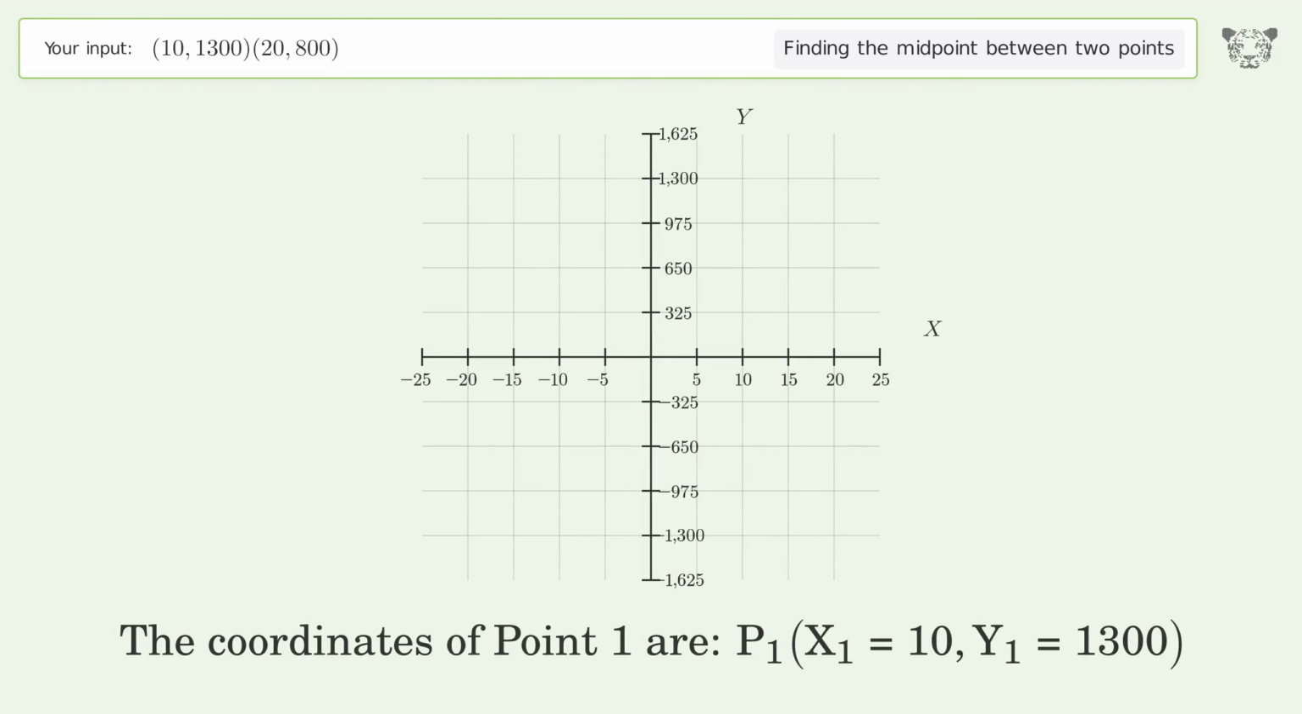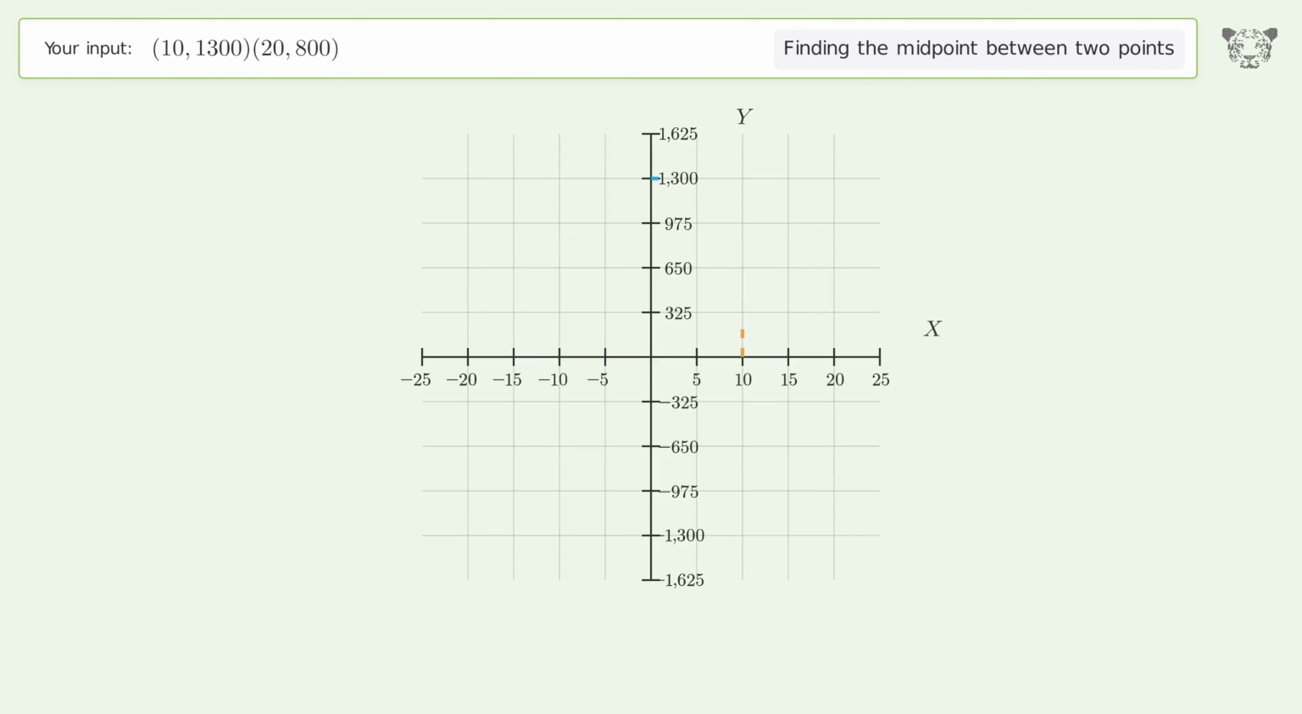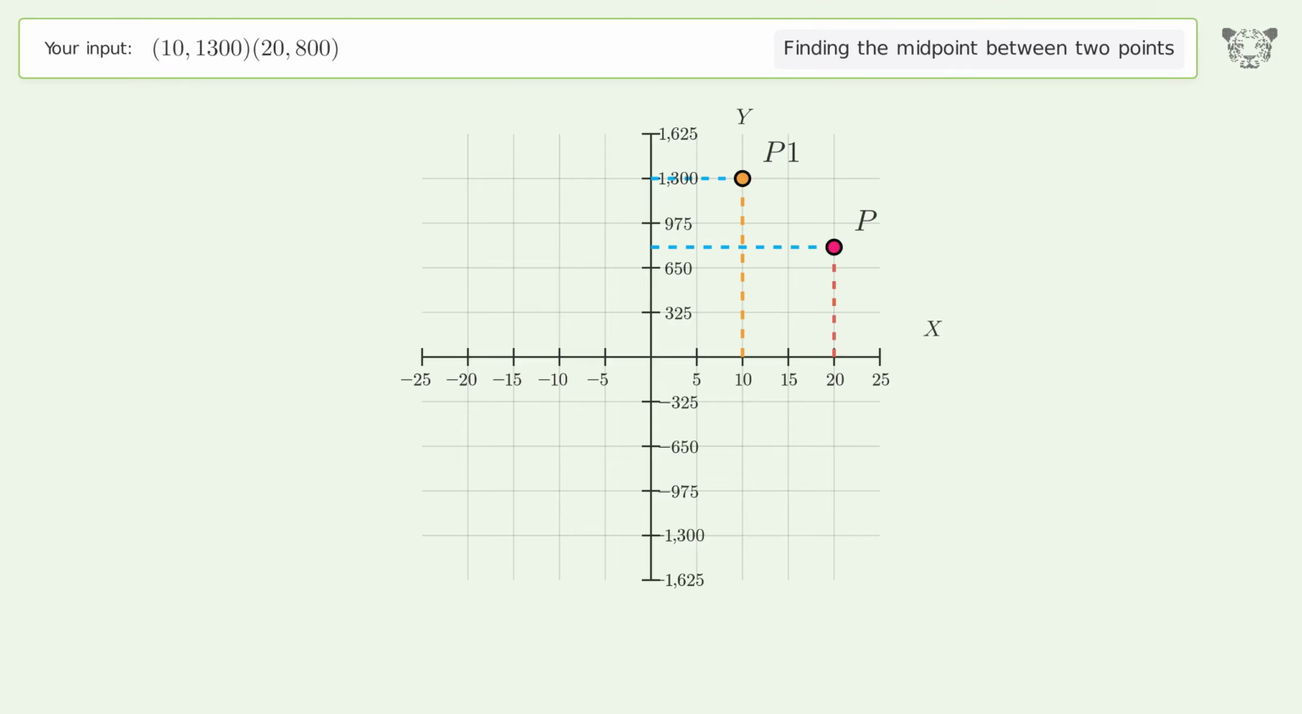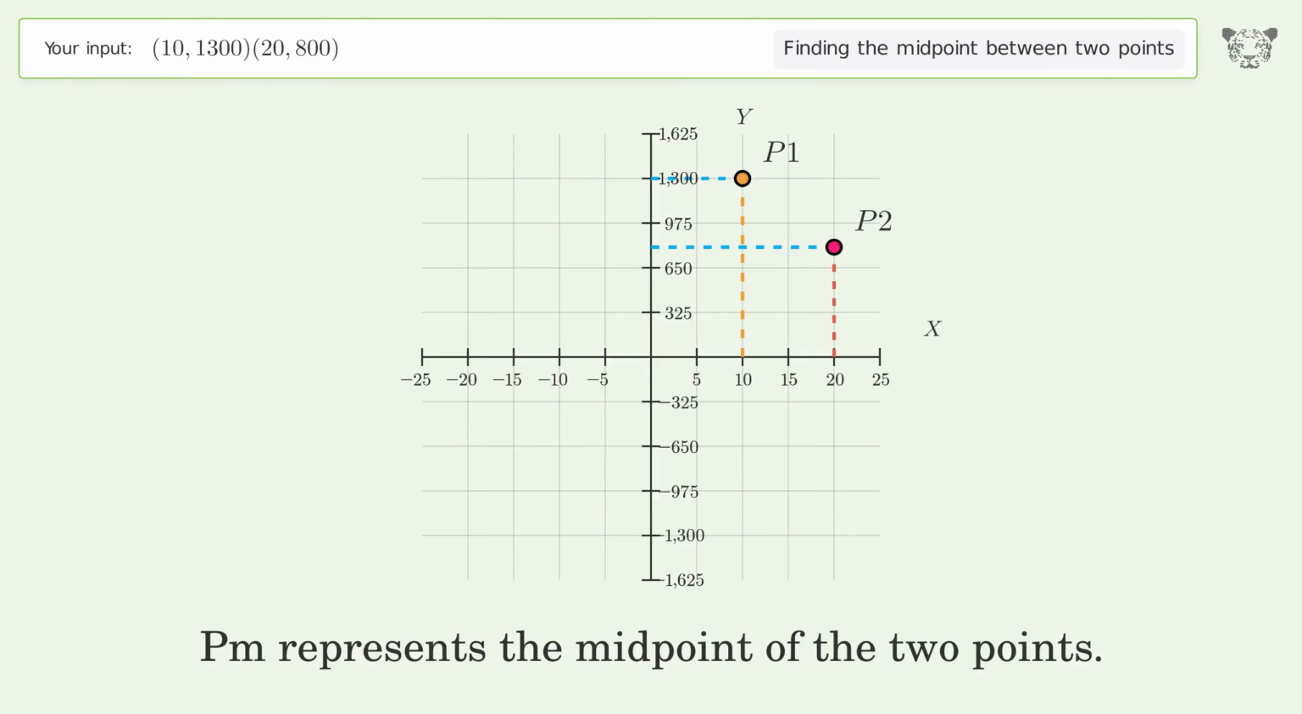The coordinates of point 1 are x1 equals 10, y1 equals 1300. The coordinates of point 2 are x2 equals 20, y2 equals 800. PM represents the midpoint of the 2 points.